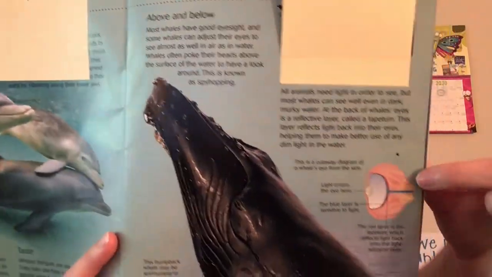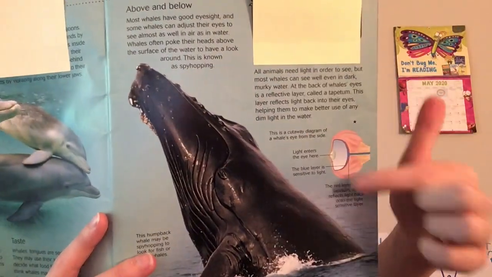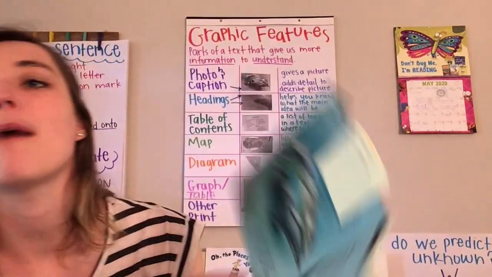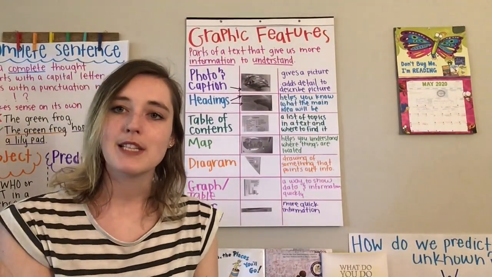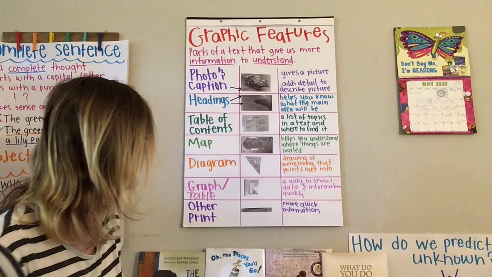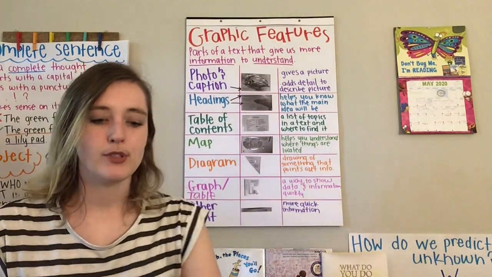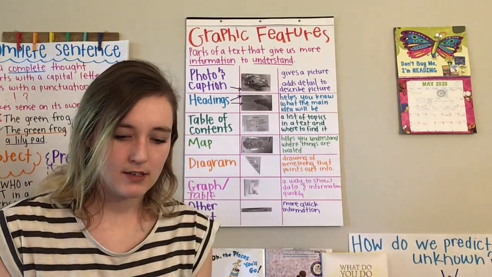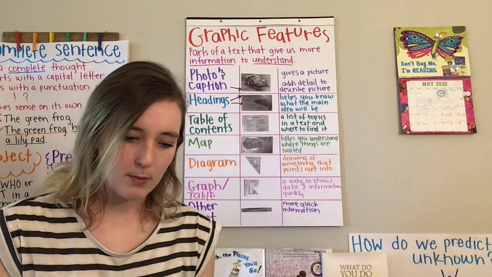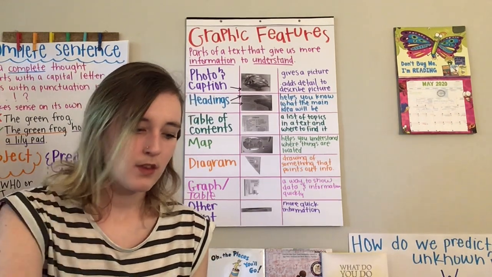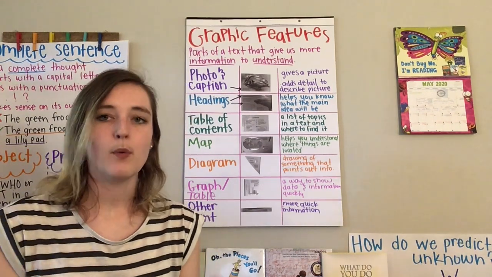So what it has is a drawing of something with arrows, giving more information about a specific thing. So that's what a diagram is. Next, we have graph and table. All right, so a graph and a table.